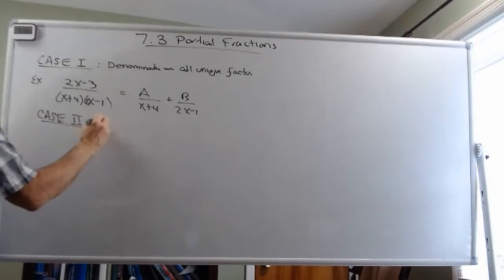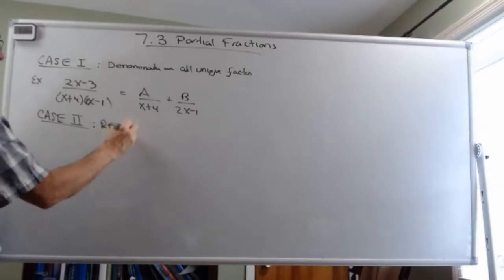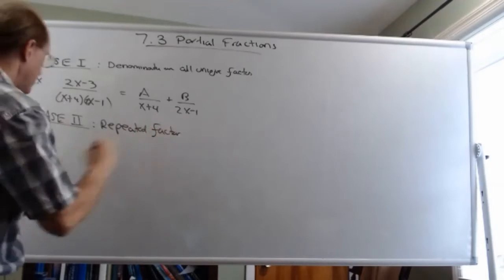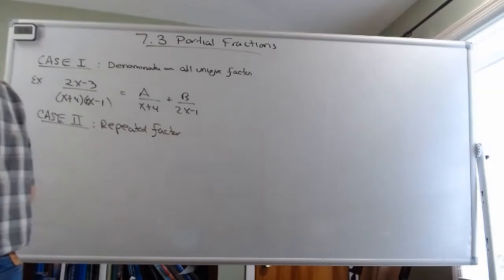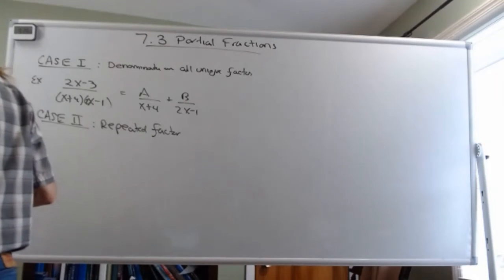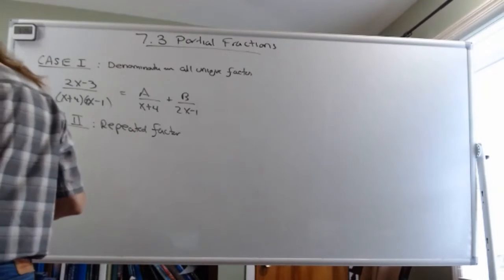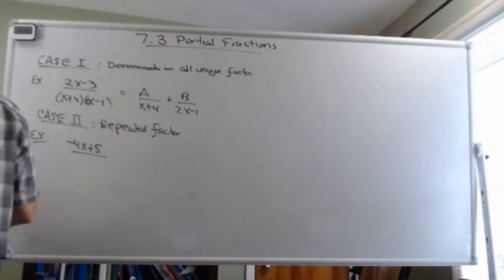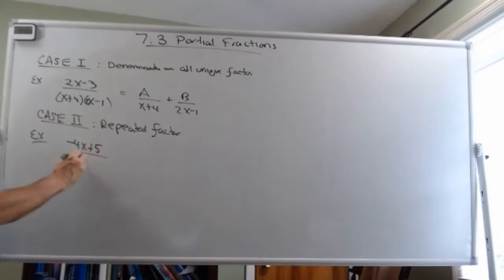You can have a repeated factor. So in this case, let's take a look at a specific example, and we'll show you how to proceed with something like this as well. So in this case, I have negative 4x plus 5. This is what I mean by a repeated factor. You might have x minus 1 quantity squared.